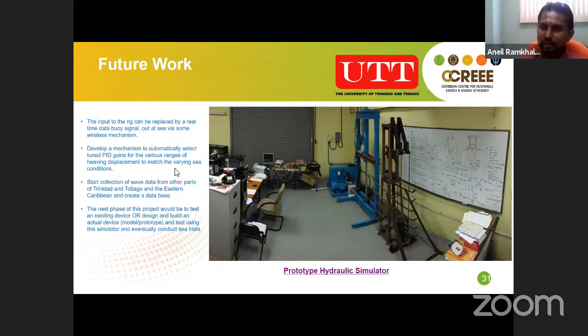Development of the mechanism to automatically select the tuned PID gains, right? We can have various ranges depending on the wave climate that you are targeting, and that is something we are trying to look at also. We also want to create a database of different areas around Trinidad and Tobago, where if you are designing a device in a particular area, once we have a database, we can automatically just start testing in that area, in the lab.